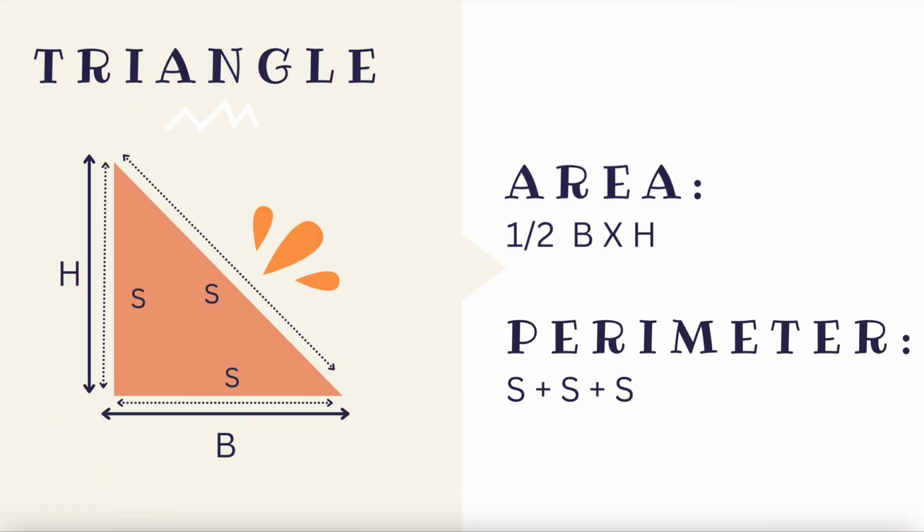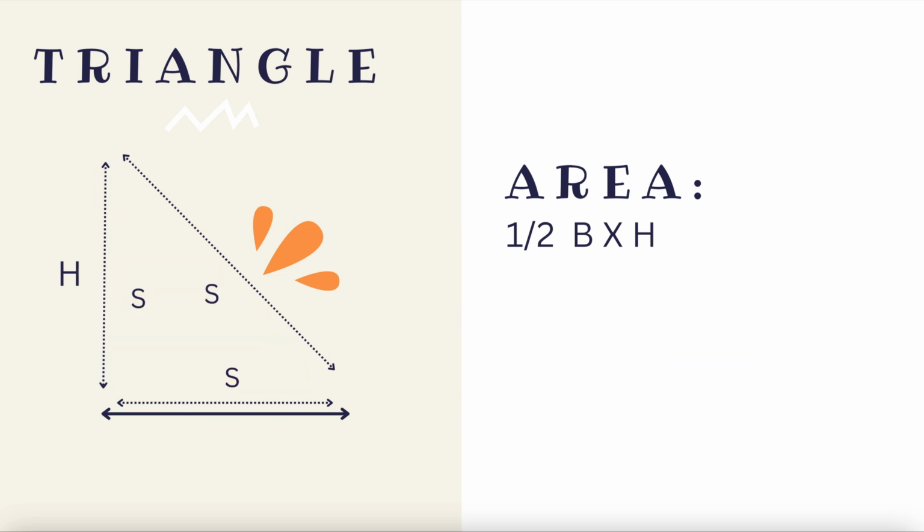Then we have a triangle. In order to find the area of a triangle, we need to cut the base times the height in half. Now that's because when we look at a triangle, you can kind of picture it as half of a square. So whenever you're trying to find the area, you have to cut it in half. The perimeter is the same as the others, whereas we're just adding up all the sides.